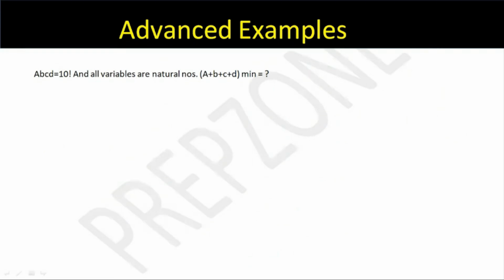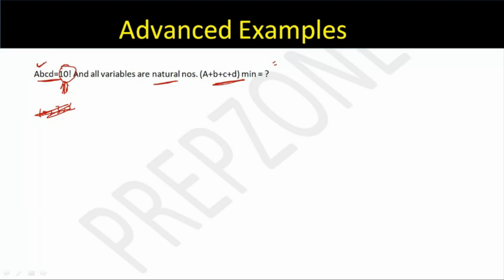A times B times C times D is equal to 10 factorial and all the variables are natural numbers. Find the minimum value of the sum. So fundamentally, can anyone tell me? Maybe let me ask Sai. Sai, please tell everyone. Product is constant. Theoretically, when will the sum be minimum? Given these are natural numbers, variables can't be equal, right? But at least fundamentally what we know is when the product is constant and you need to minimize the sum, you need to make the variables as close as possible.